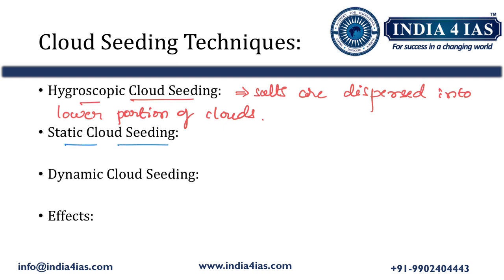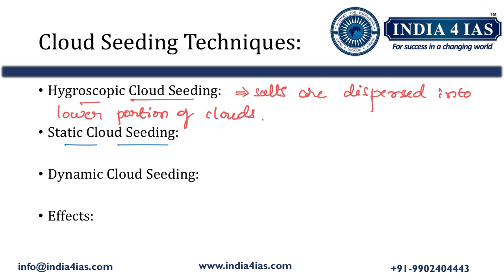So the second technique is static cloud seeding. It involves spreading a chemical like silver iodide into clouds. The silver iodide provides a crystal around which moisture can condense. The moisture is already present in the clouds, but silver iodide essentially makes rain clouds more effective at dispensing the water. So, this is about static cloud seeding.